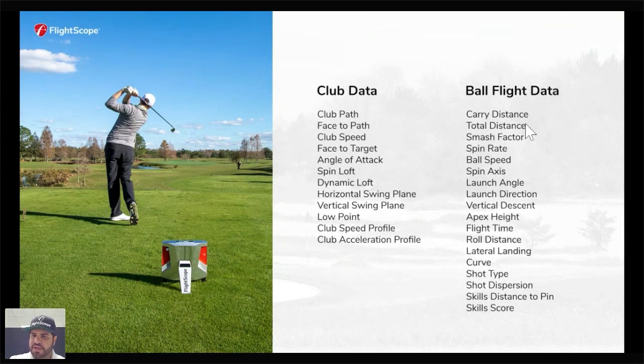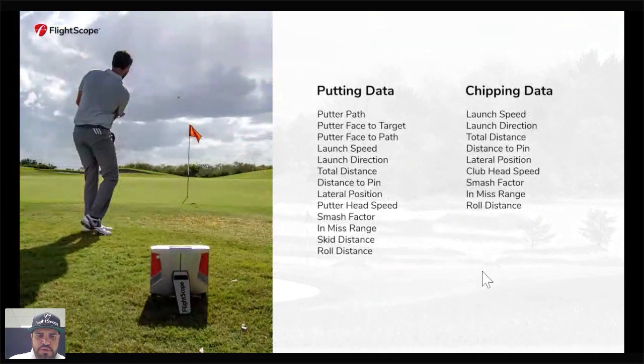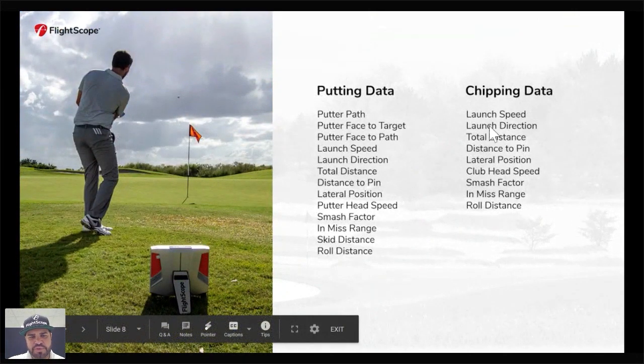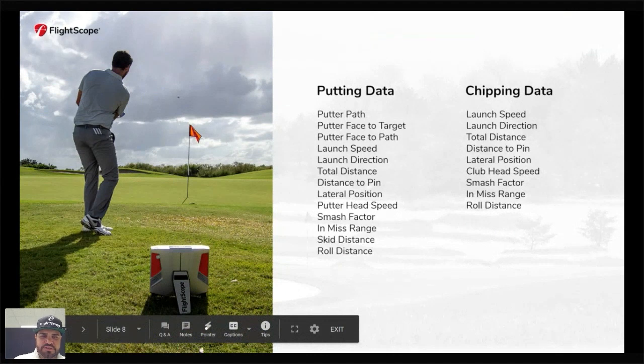On the ball flight side, we're going to have your normal parameters like your carry, your total, your smash, but we're also going to give you your curve, lateral landing, your shot dispersion if you're using Skills, and also smash factor, ball speeds, etc. On the putting side, there's your putting data that is received through the X3. You also have your chipping data, and all of this data is captured in what we call the FS Short Game app. So for those of you that are looking to get these data parameters with your X3, you're going to be using the FS Short Game app.